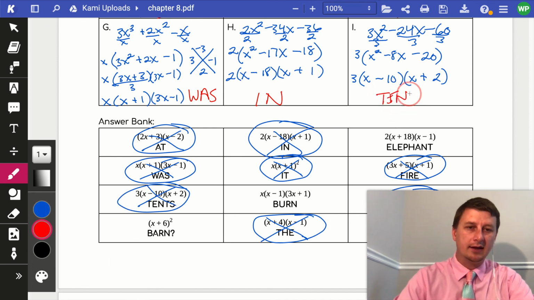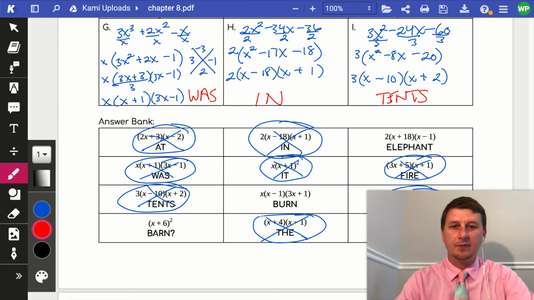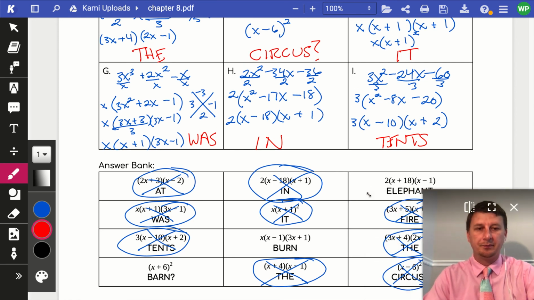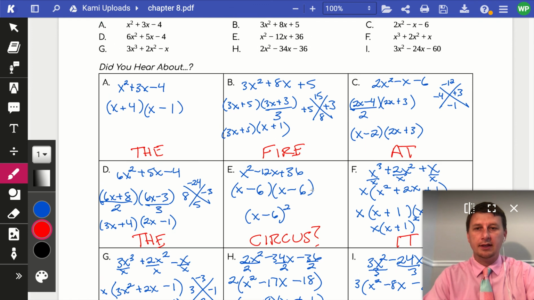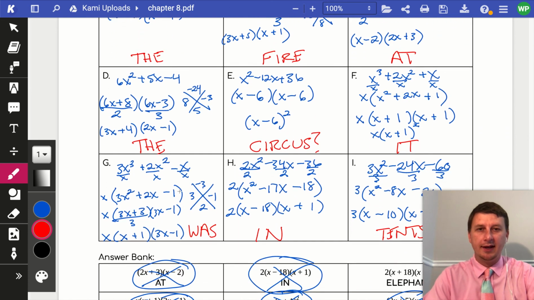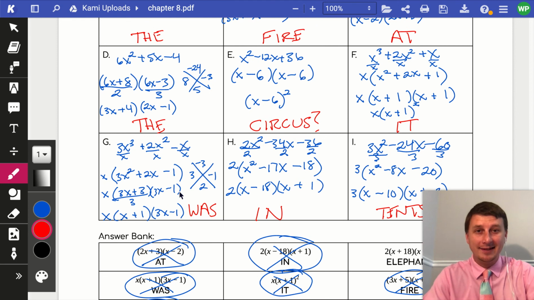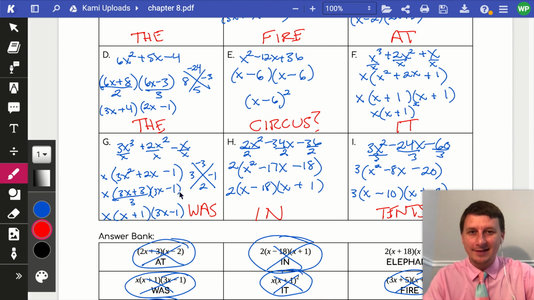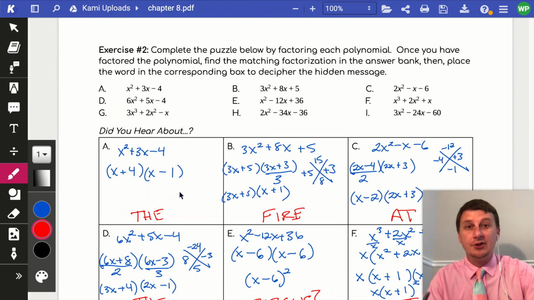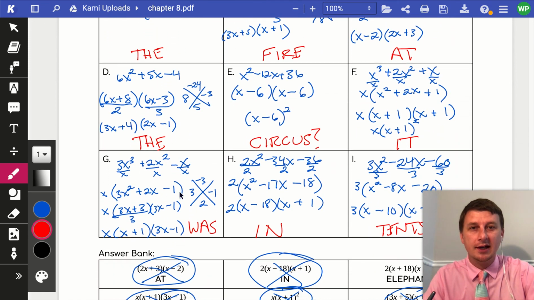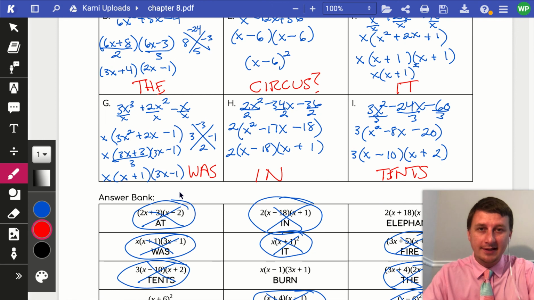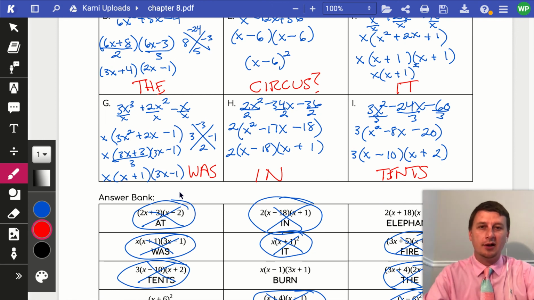So let's go back and read our hidden message now. And it says, did you hear about the fire at the circus? It was intense. You get it? Like intense? Well, it's not funny if you have to explain a joke. So I'll just read it one more time. Did you hear about the fire at the circus? It was intense. But all right.